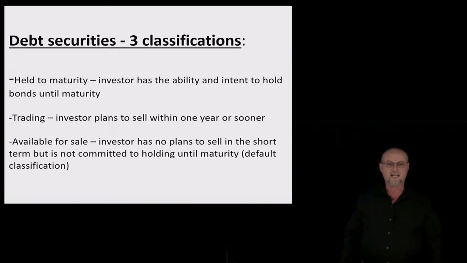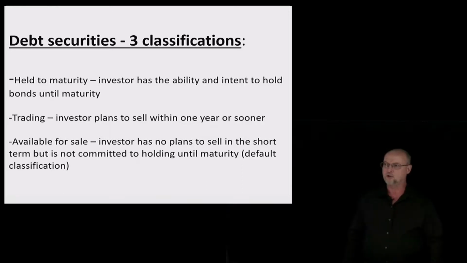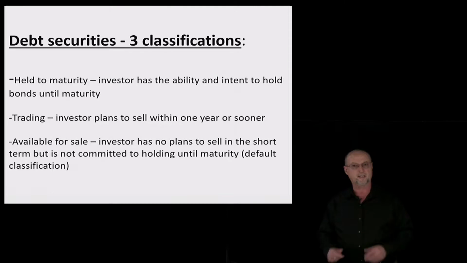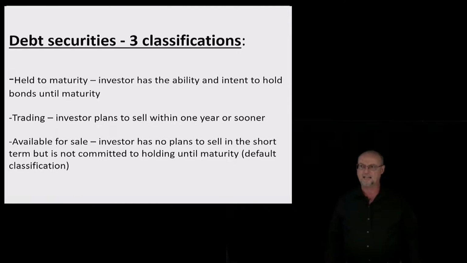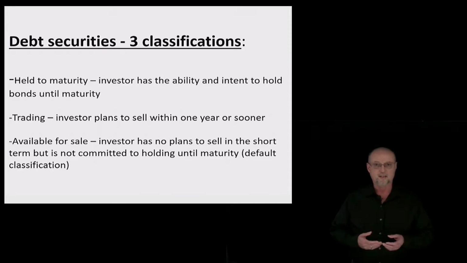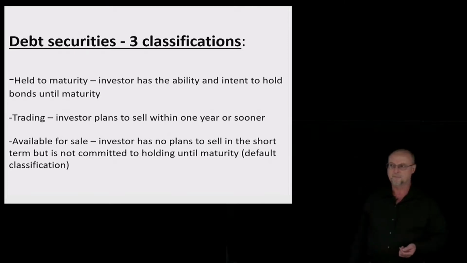We have three classifications of investments in debt securities: held to maturity, trading, and available for sale. And you need to know the difference between these definitions because the accounting is different for each one. Notice, held to maturity, the investor has the ability and the intent to hold the bond or the investment until it matures. Maturity means we have to then get our money back from the issuer, of course, but we'll have been collecting interest all along.